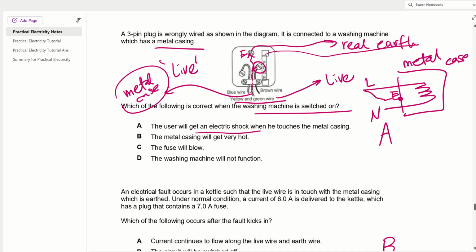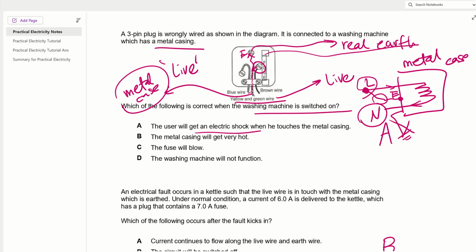So just now, due to the wrong connection, live and earth are touching together. Okay, there's no longer a connection to earth, no more, right? Because by right, this one should go into earth, but it didn't. It's now touching the live. So current will flow through the appliances and back into the neutral. So this thing is working fine.